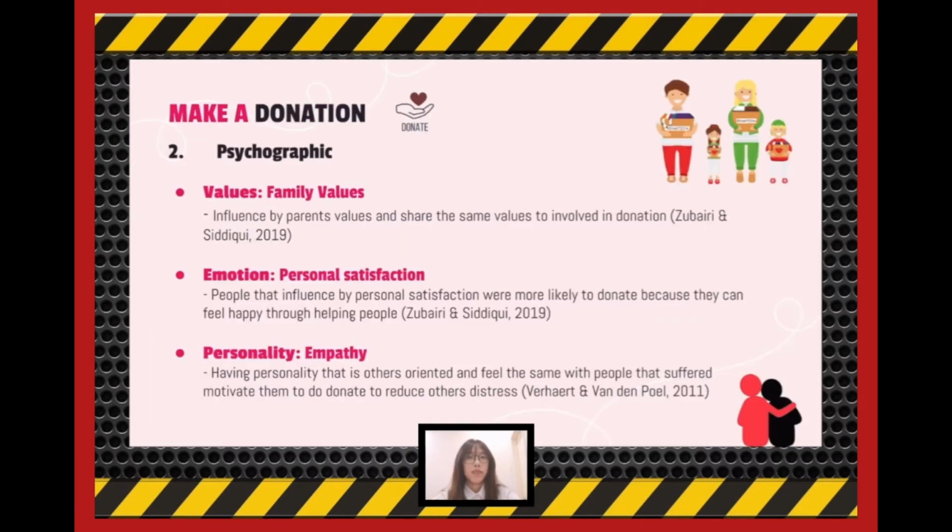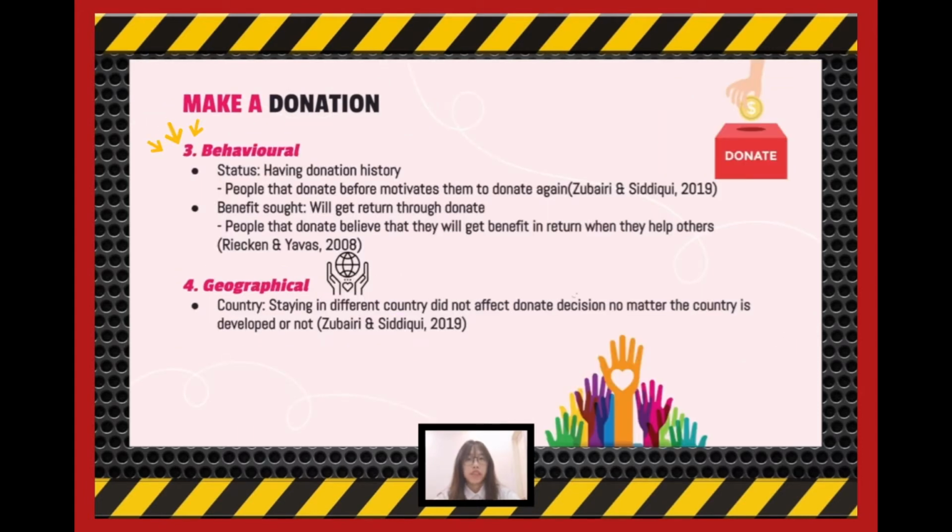Then, the psychographic segmentation. The donors were influenced by their parents and share the same family values which motivate them to donate. Personal satisfaction is also one of the factors. Donors were found to feel happy through donation. People who are more empathic are others-oriented and want to help other people to reduce their distress, which leads them to donate. Furthermore, in the behavioral segmentation, people who have donated before are motivated to donate again. The donors were found to believe that they will get a return when they make a donation.